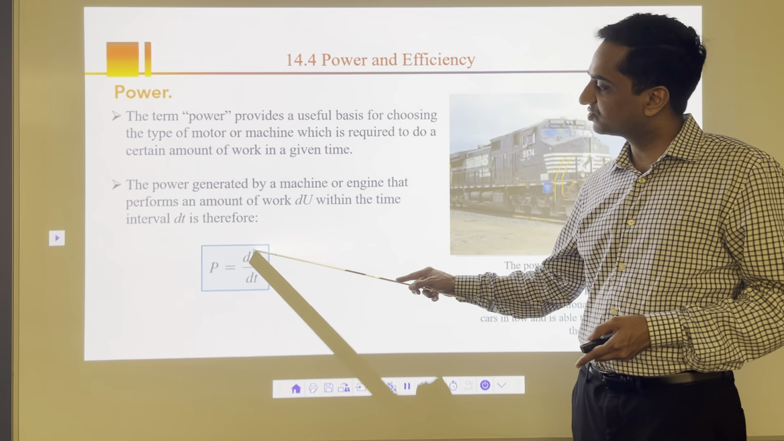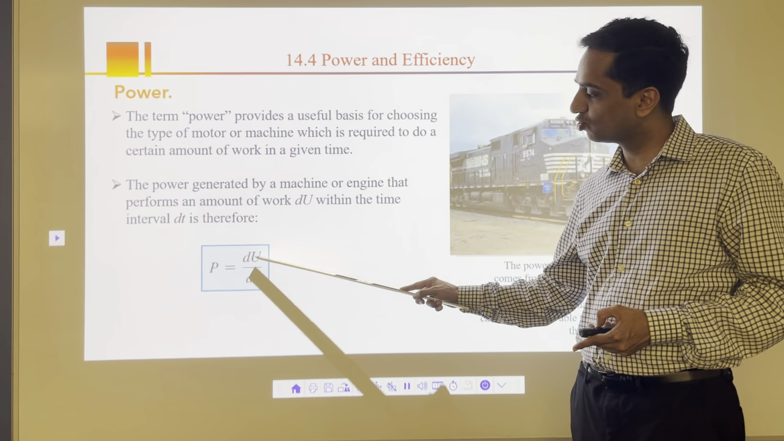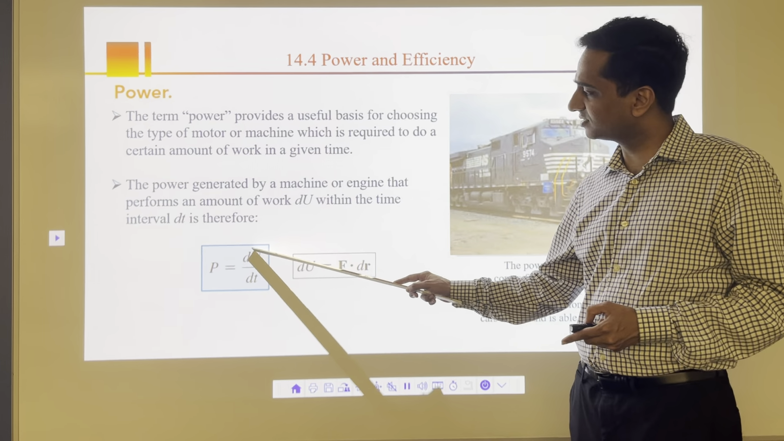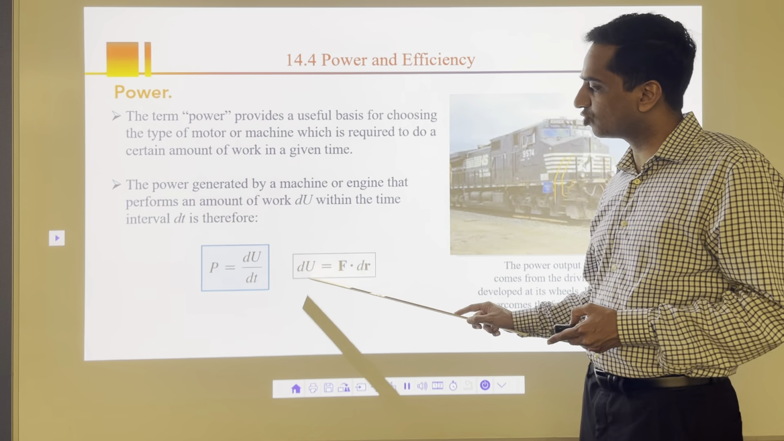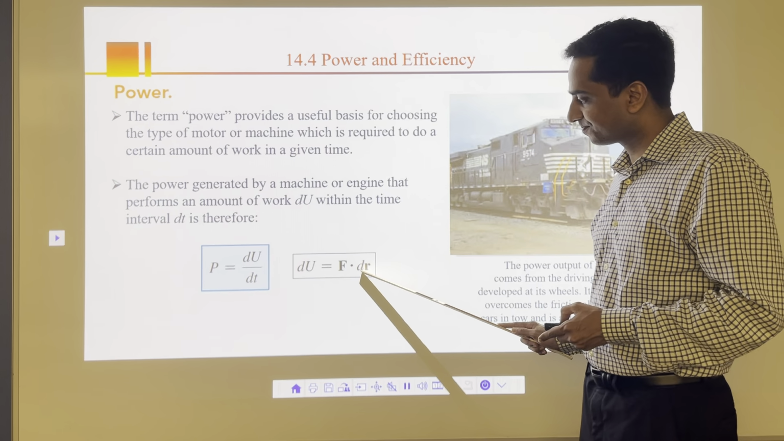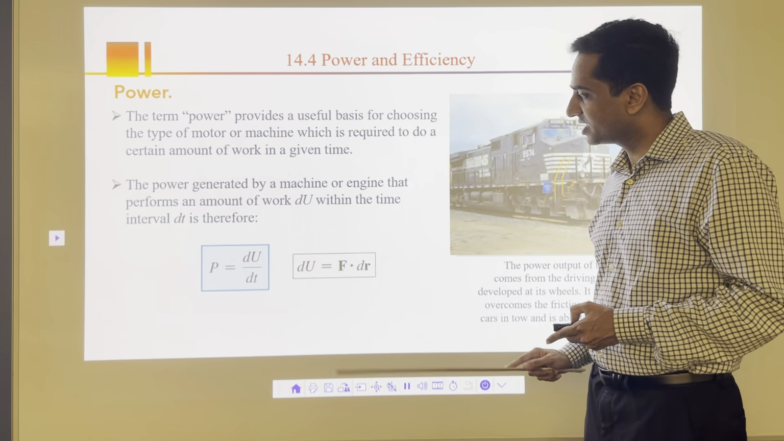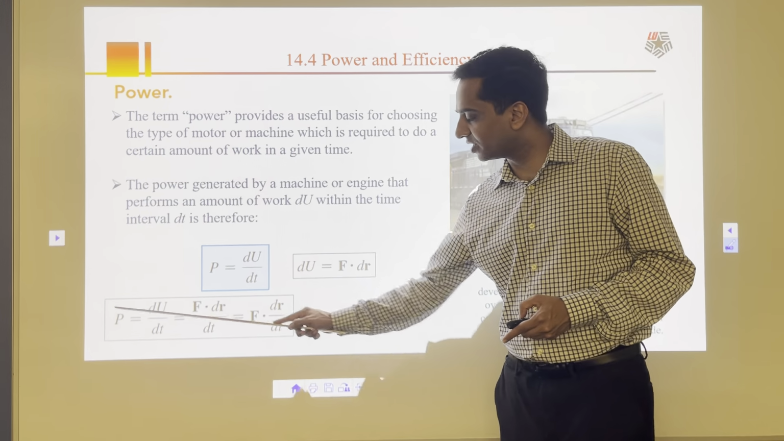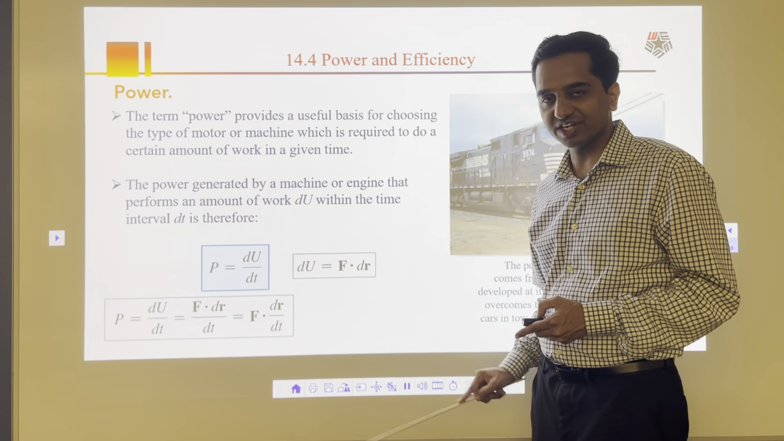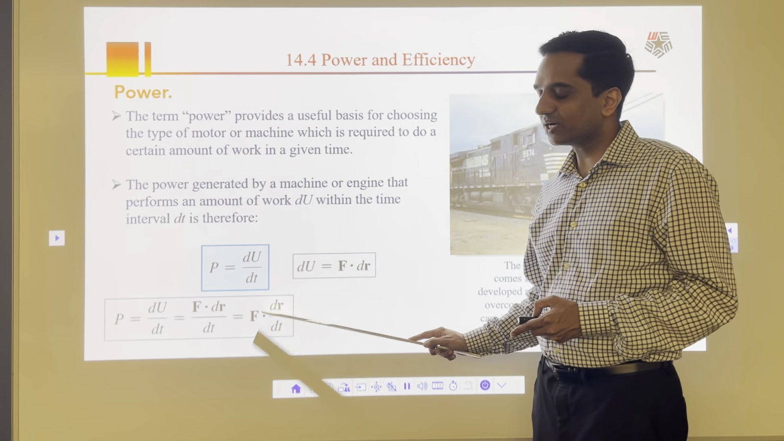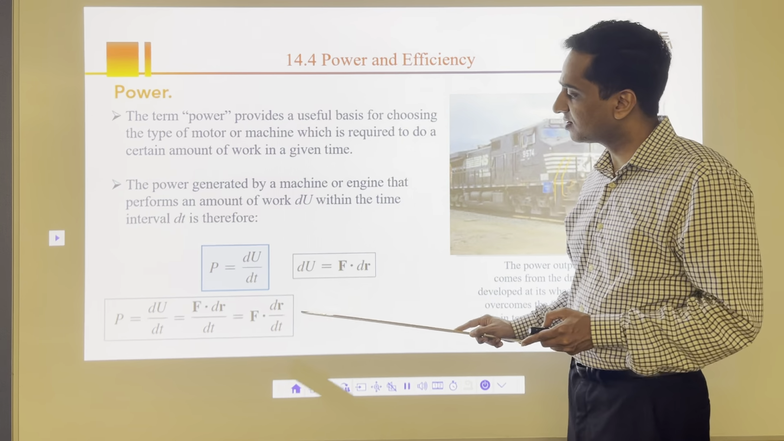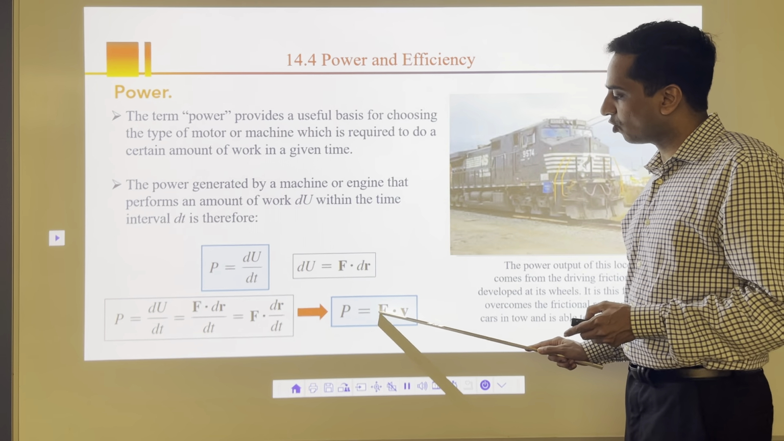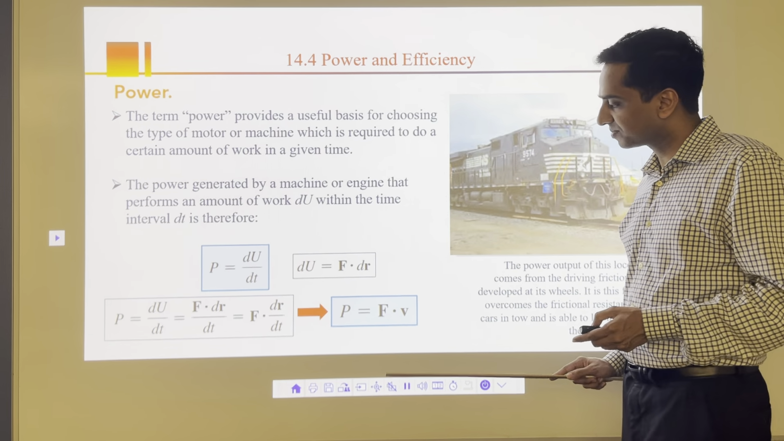So power is work divided by time, dU by dt. U is our work, time t, dt there. We know that this work done is nothing but force into displacement. dU is F into dr, F is force, dr is displacement. So I'm going to put this F dr in here, and I'll get power is equal to F dr by dt. This dr by dt is nothing but distance upon time, that's your velocity. So the definition of power is force into velocity, and that's it.